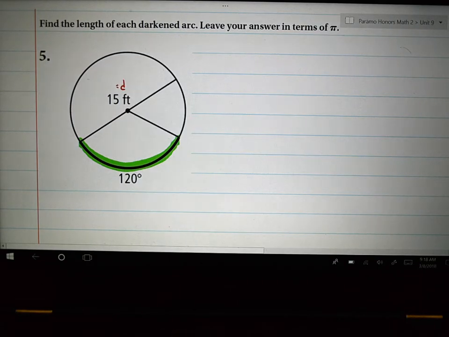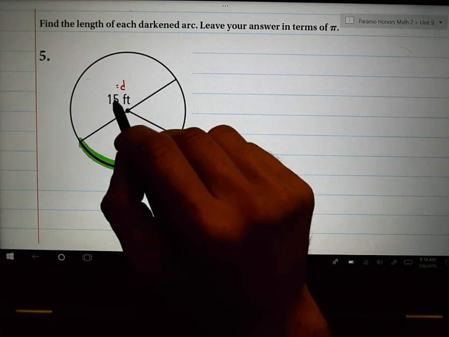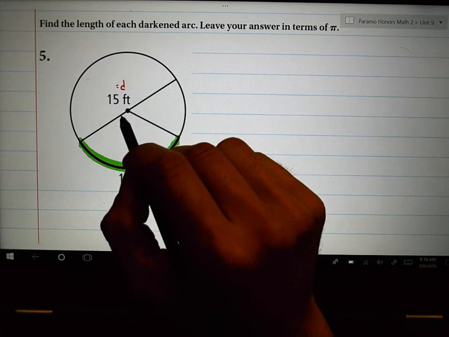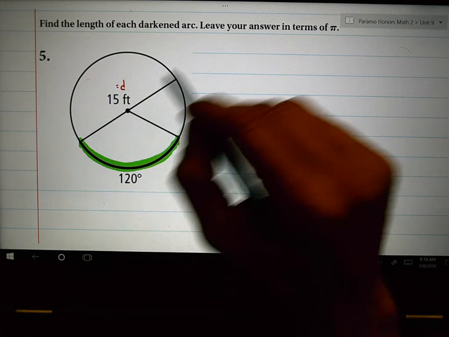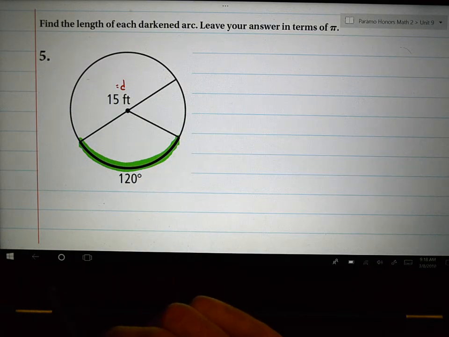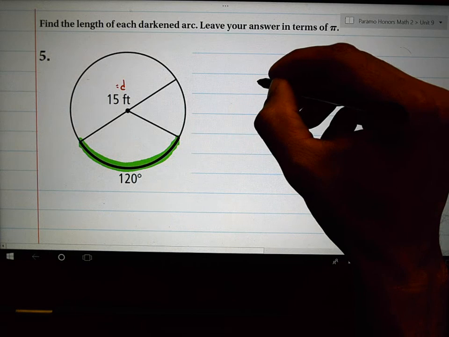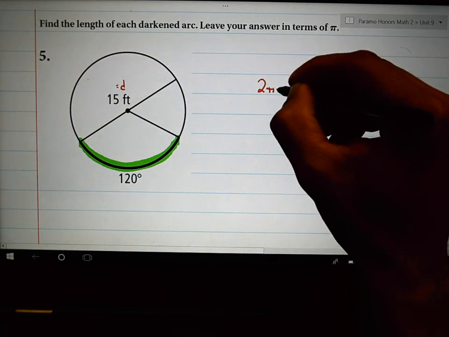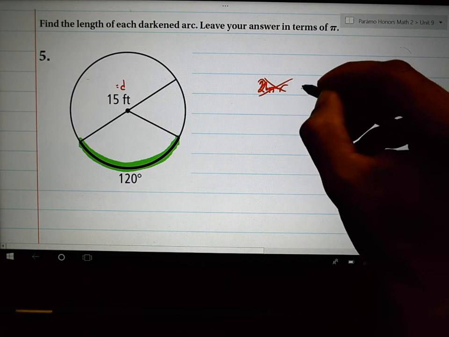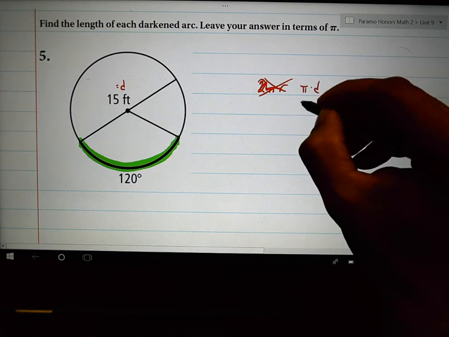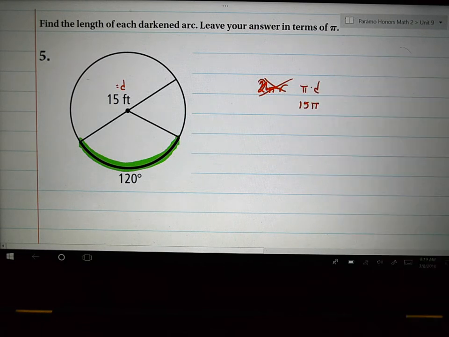I would put the letter D next to that, 15, because it is the diameter. Whenever it's written right next to the center, you need to assume it's the full distance. That means that a full circumference of 2 pi r doesn't make sense. Pi times d makes a whole lot more sense here. 15 pi is the circumference of the whole circle. But we don't want the whole part, do we?